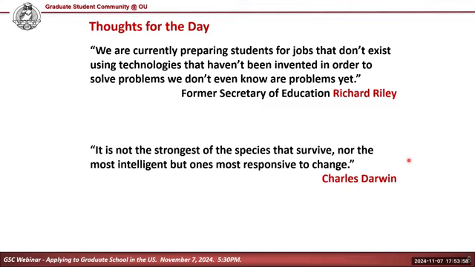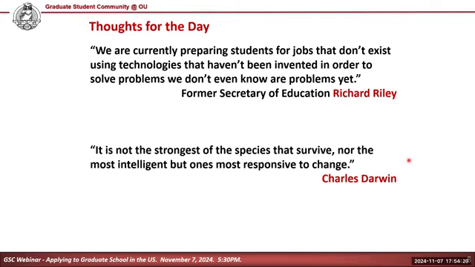Just think about it, that we are currently preparing students for jobs that don't exist. These are the new jobs that are going to come in with the new economy, using technologies that haven't been invented yet. So you have a great opportunity to invent technology in order to solve problems we don't even know are problems yet. That's a phenomenal future to think about and be excited about.